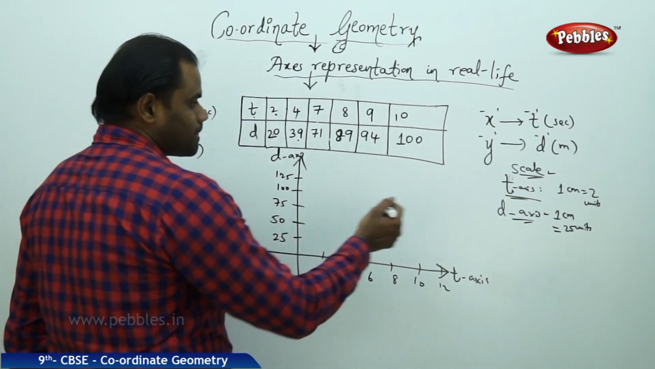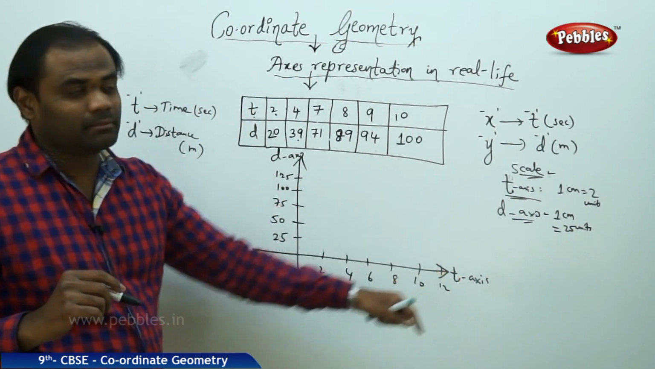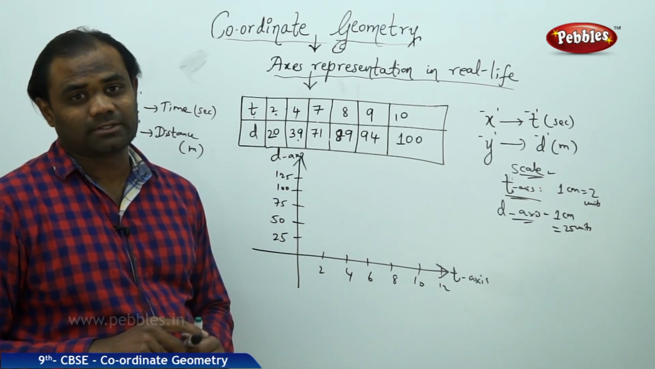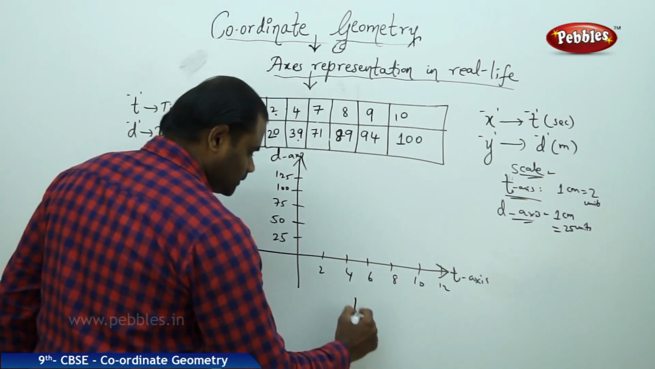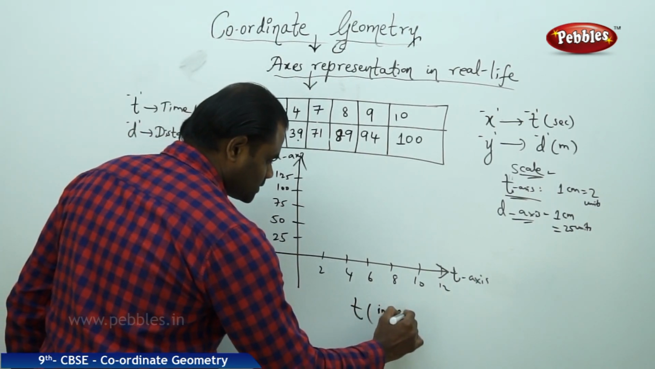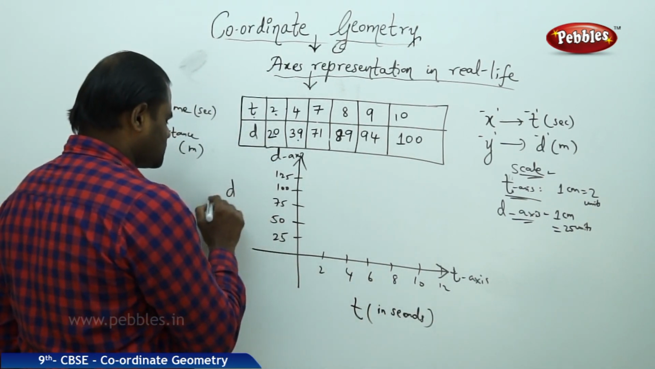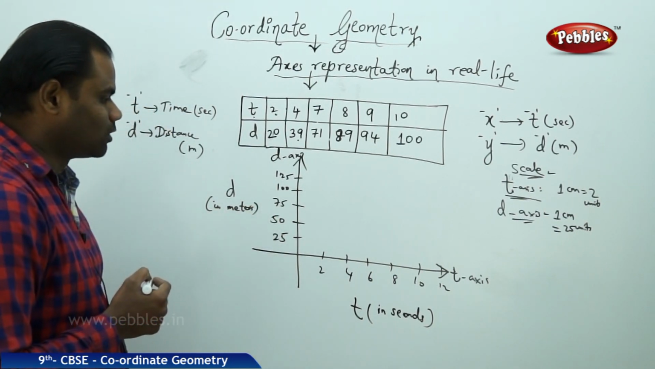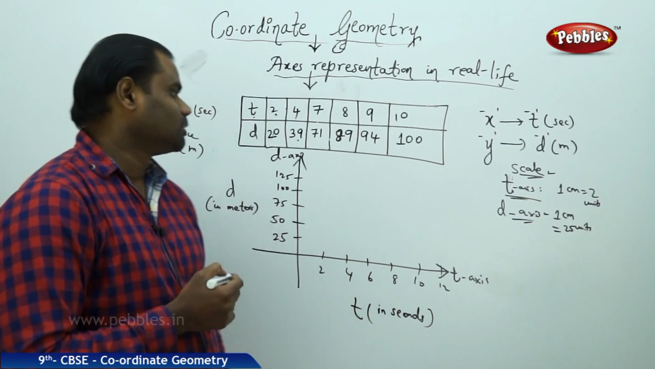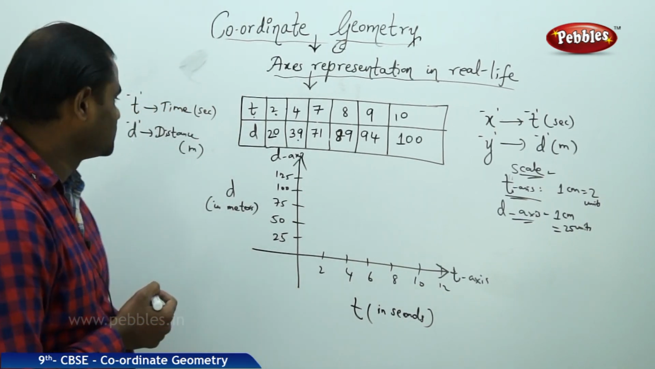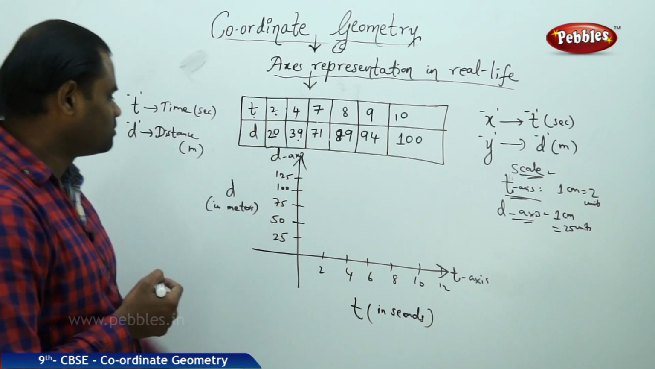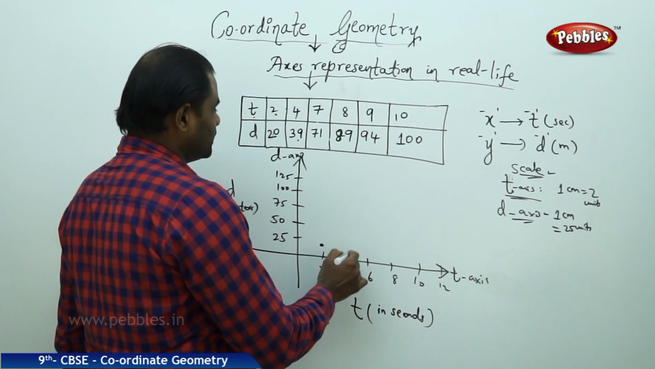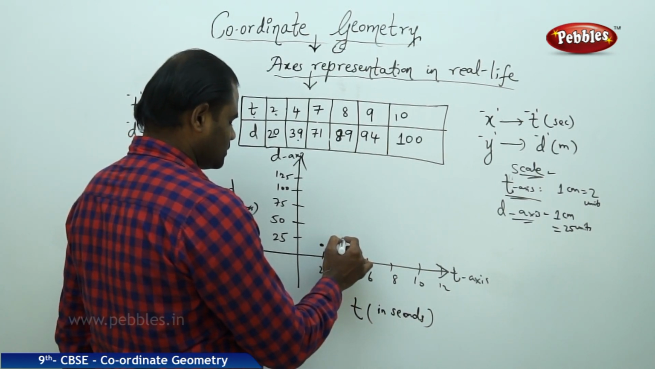So here I have my t-axis which refers to the time and my d-axis which refers to the distance of the sprinter in the 100-meter race. So my time is in seconds and my distance in meters for the 100-meter sprint race. So let's see how I can plot the points. I can have my t is 2, my distance is 20, approximately here. My t is 4, my distance is 39, approximately somewhere here.